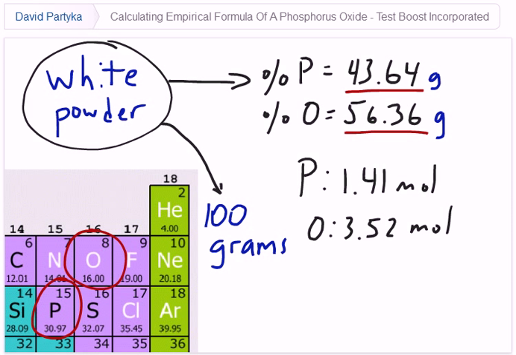Now recall that an empirical formula requires the simplest whole number ratios of atoms in the compound. So for this phosphorus oxide compound, and in all other empirical formula calculations, what we do is we divide the larger number of moles by the smaller number of moles. And here what we see is that we have an O to P ratio of roughly 2.5. But since we want simplest whole number ratios, we multiply this by 2. And this means that the empirical formula we are looking for is P2O5.